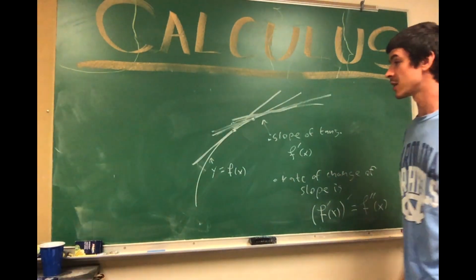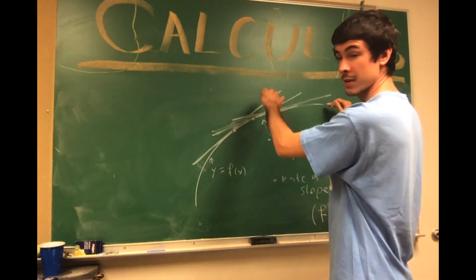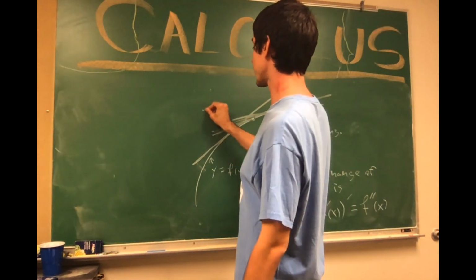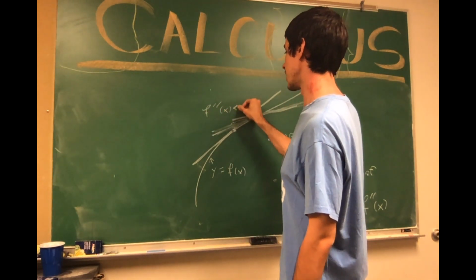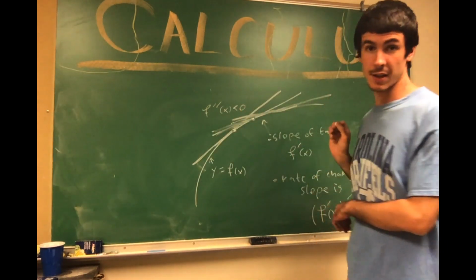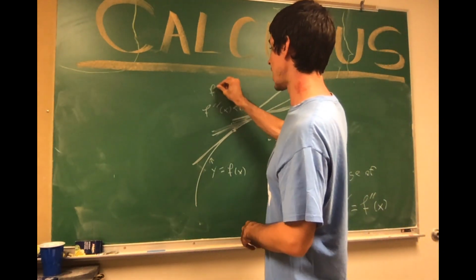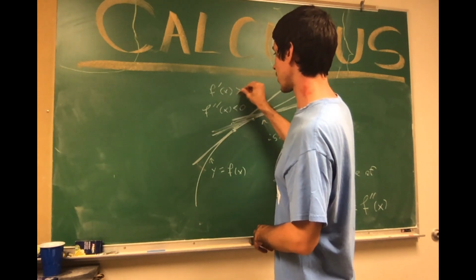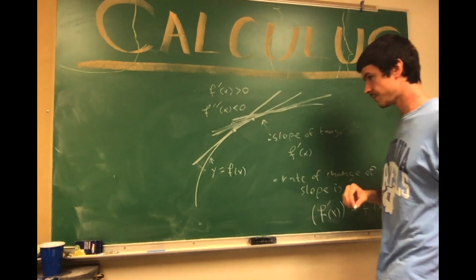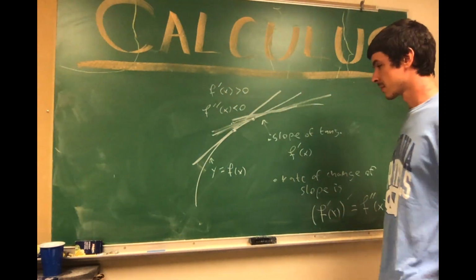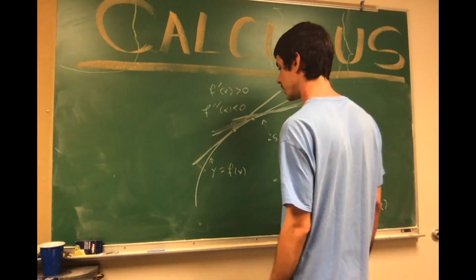And in this picture, the fact that the slope is getting less and less steep corresponds to f double prime of x being less than 0. The slope is decreasing. Now, of course, the slope is still positive, so in this picture, f prime of x is greater than 0, but f double prime of x is less than 0.